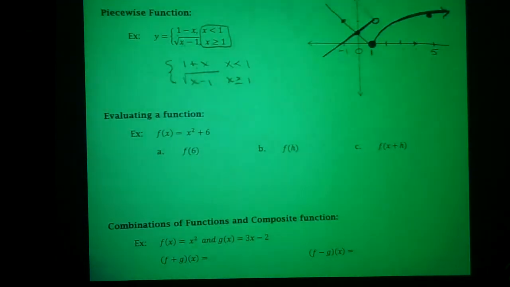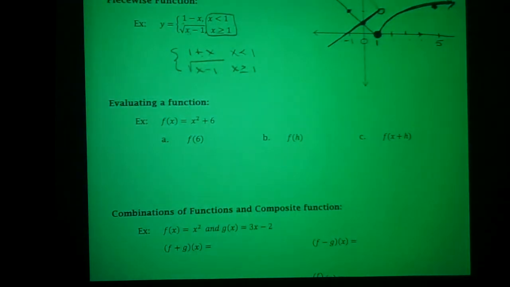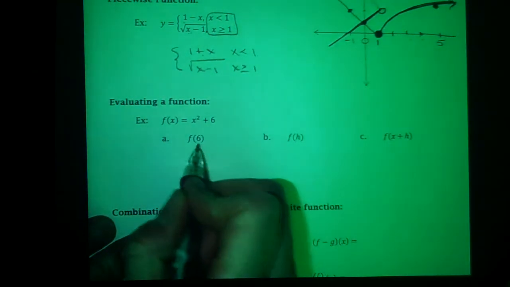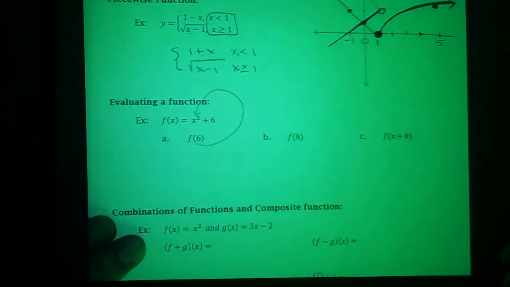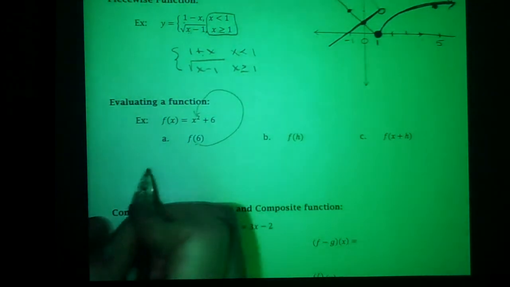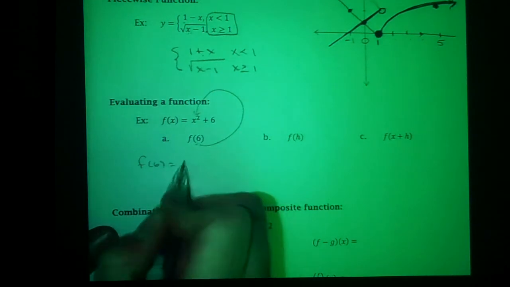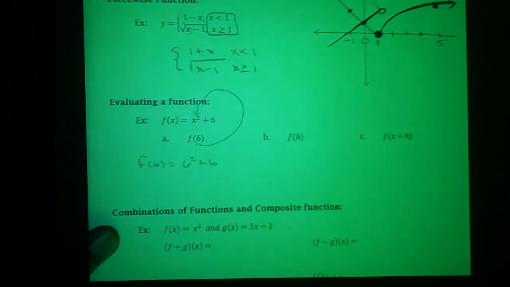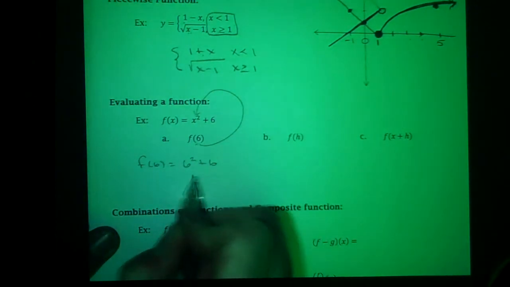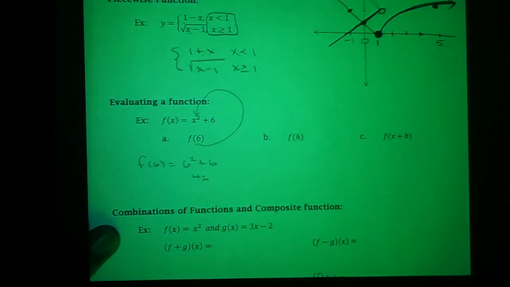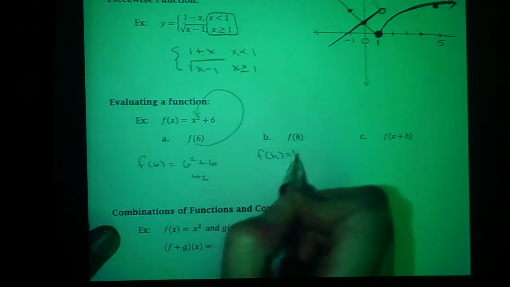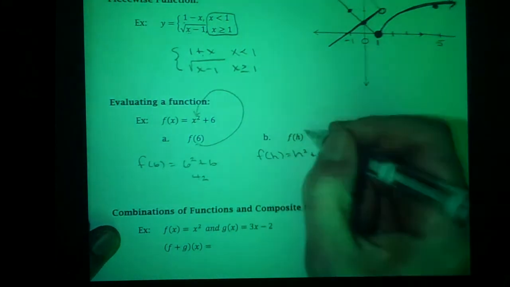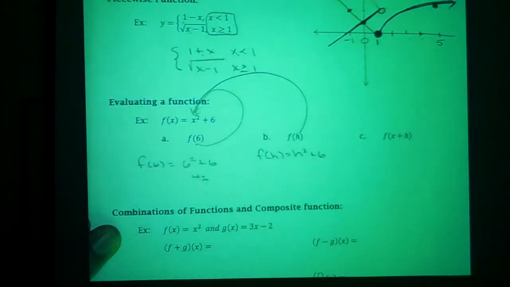Finally, getting into function notation. You know that if you're evaluating a function, whatever I put in parentheses is going to go into the x value. And so in this case, f of 6 is going to be 6 squared plus 6. And you can multiply and add and get 42. F of h is going to be h squared plus 6, because the h is going in that same spot.